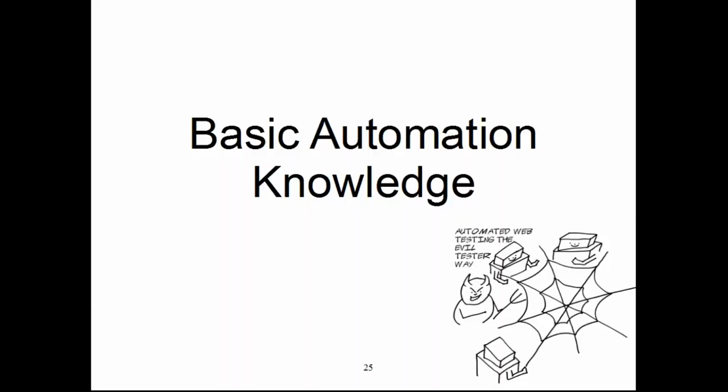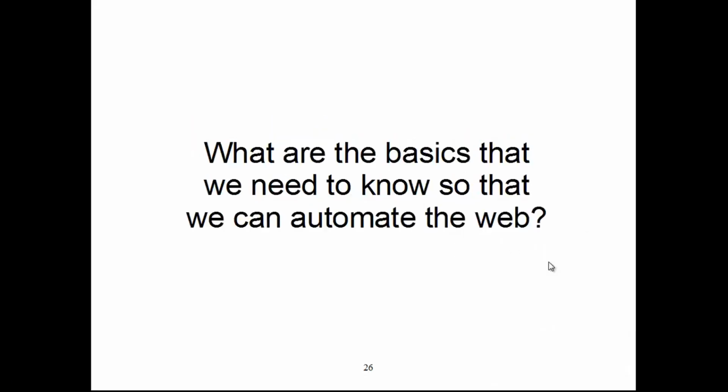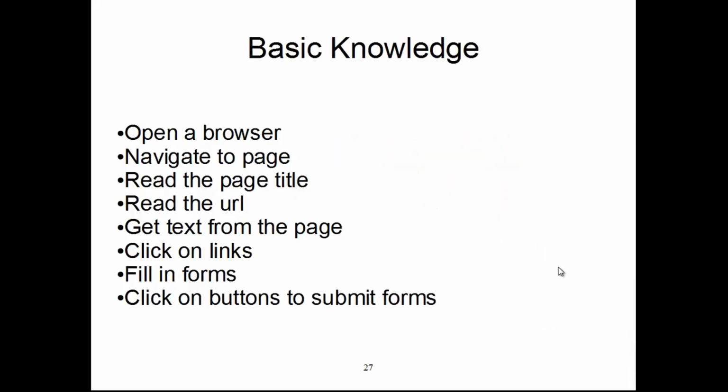So your mission, and I hope you chose to accept it, was to take a couple of minutes and think through what you thought the basic knowledge for automating the web is. Now you'll have a list now. Here's the absolute basic list that I created. So we need to be able to open a browser, you know that. We need to be able to navigate to pages. We need to be able to read page titles and the URLs in order to check where we are.